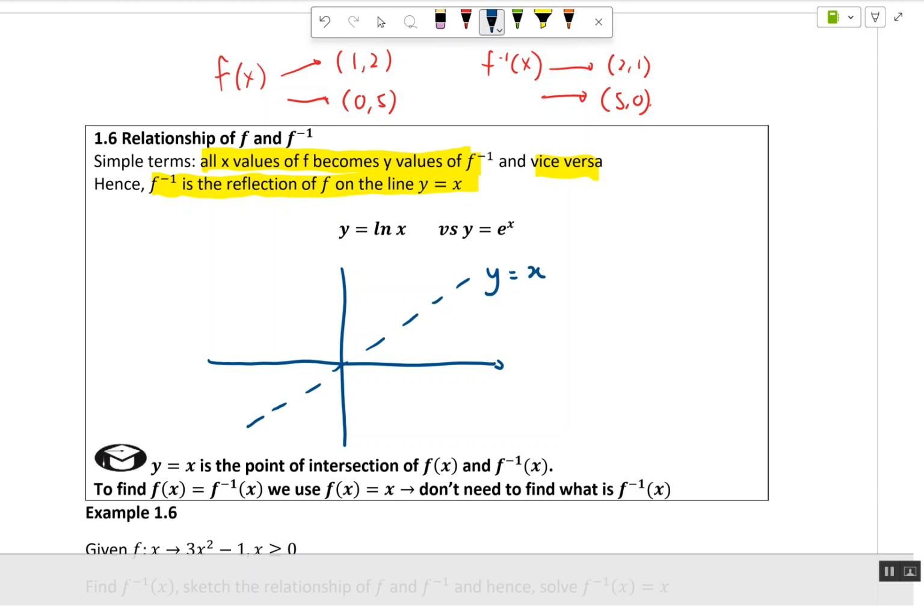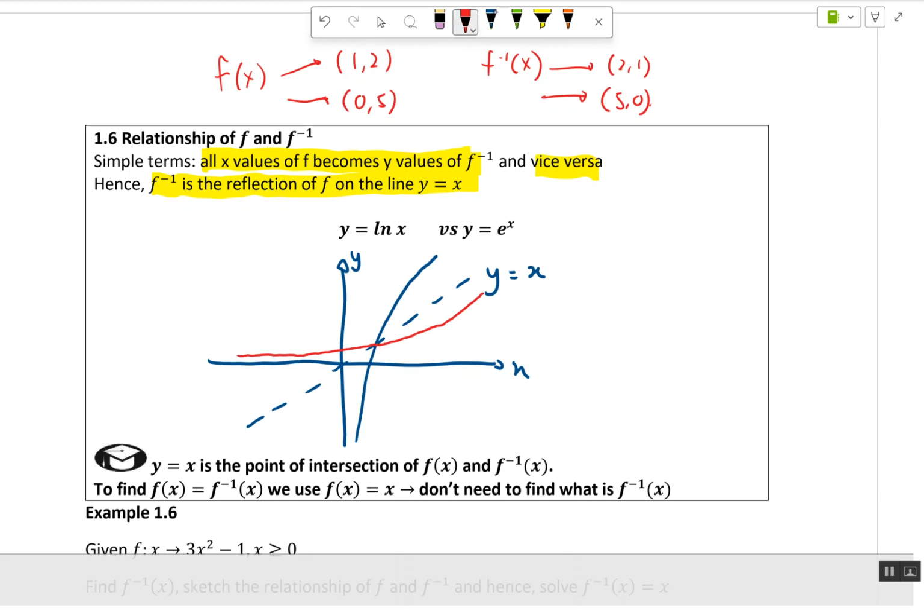I'm going to draw the first graph, which is y equals ln x. I'm going to use blue. You can plot it into your GC, but you have to know that y equals ln x looks like this. There's an asymptote at x equals 0. For y equals e to the power of x, the asymptote will be at y equals 0, and then it will cut over here and continue to go all the way up.